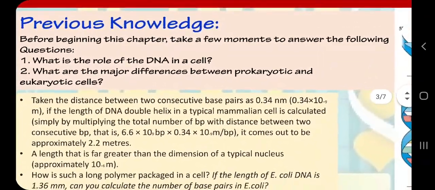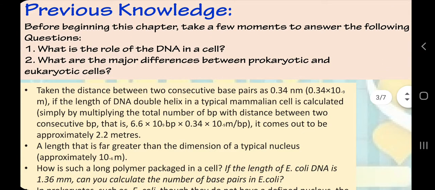Now we need some previous knowledge because it is the 5th video of the chapter. So what is the role of DNA in a cell, and what are the major differences between prokaryotic and eukaryotic cell? This is very important. So I do recommend every student from class 9th to 12th that if you are studying any topic in biology, please make sure that you are able to distinguish between prokaryotic cell and eukaryotic cell. This is the most fundamental question. So now let me explain to all of you. It is very simple also.